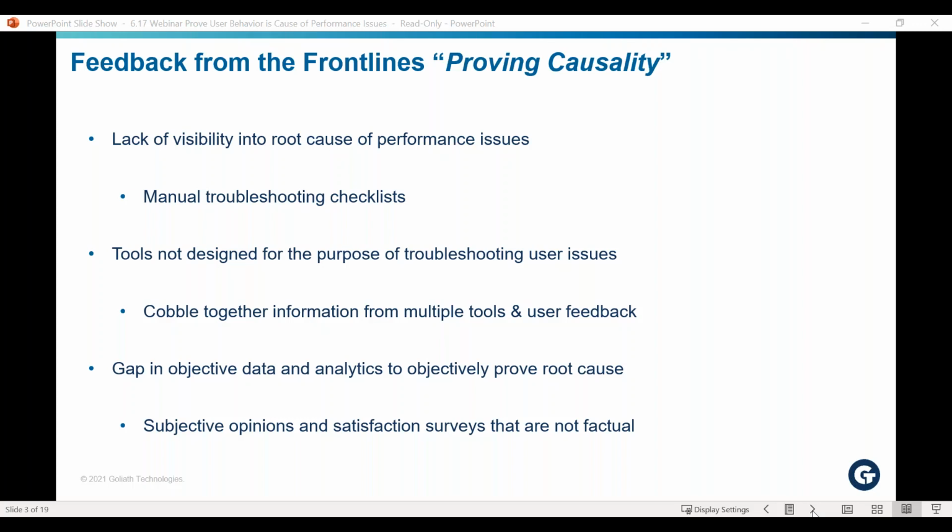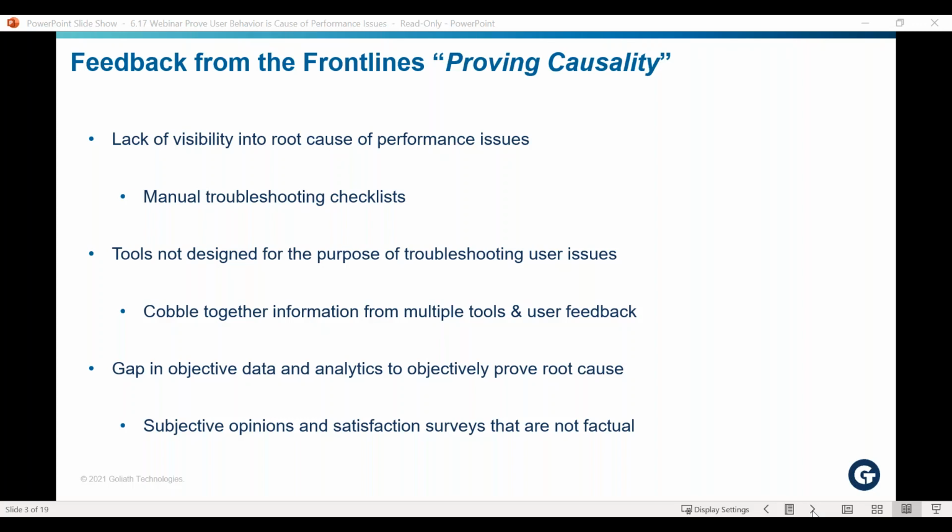Most importantly, many times, because they don't have the right tools and the right data, they end up having to take user feedback as the guide, which is often incomplete, inaccurate, and not timely. So there becomes this sort of subjective barrier to moving the project forward.